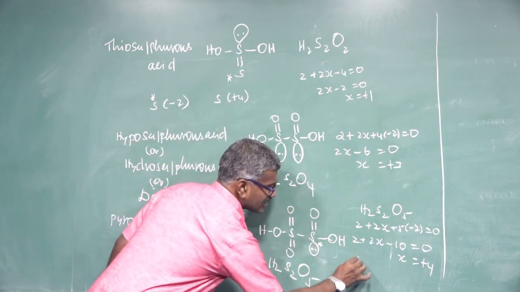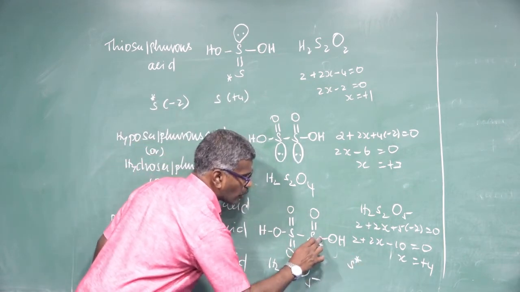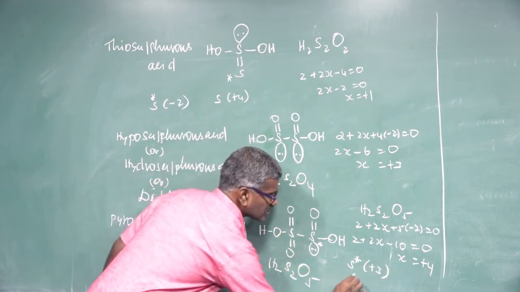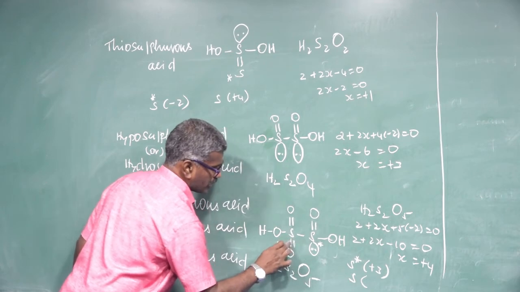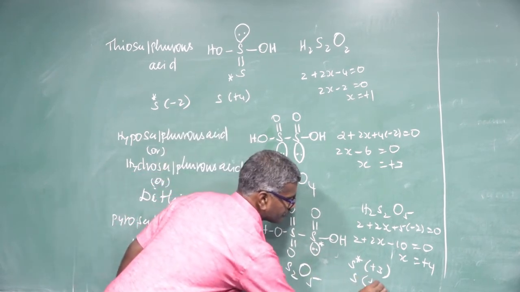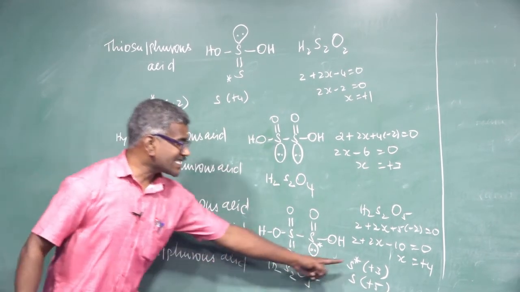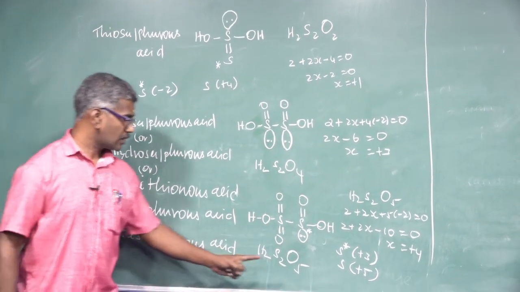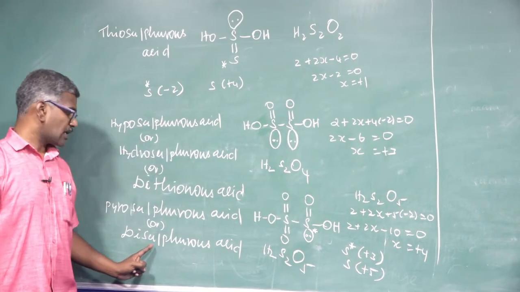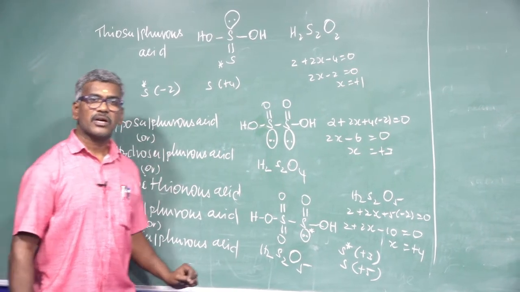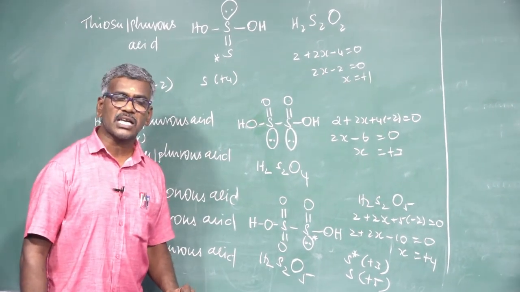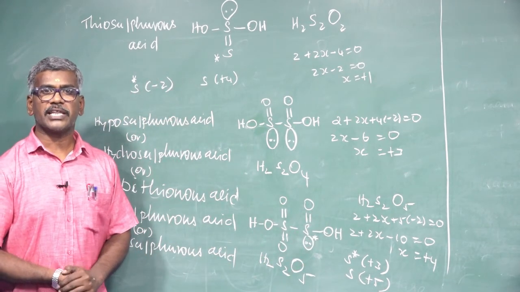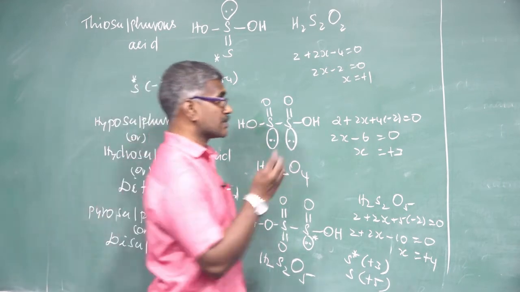What is this sulfur's oxidation state? 1, 2, 3, plus 3. This sulfur's oxidation state: 1, 2, 3, 4, 5, plus 5. Plus 3 for one sulfur and plus 5 for the other in disulfurous acid. What is the overall oxidation state of sulfur? It is +4. This type of question may be asked in the NEET. Another one, the sulfuric acid series.